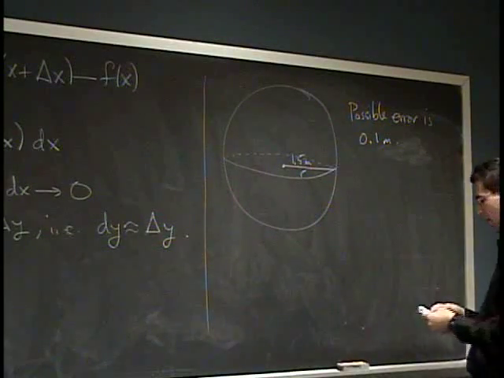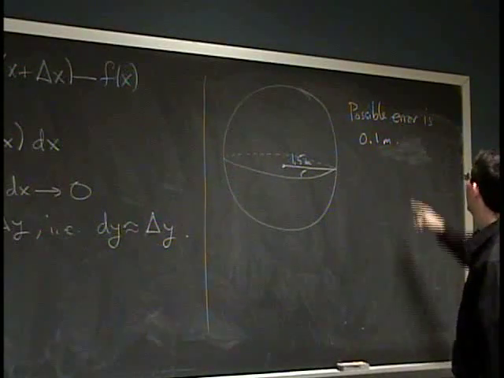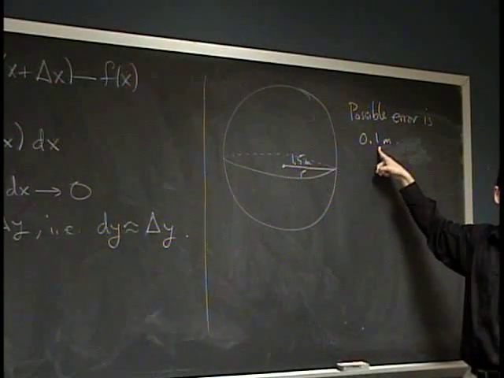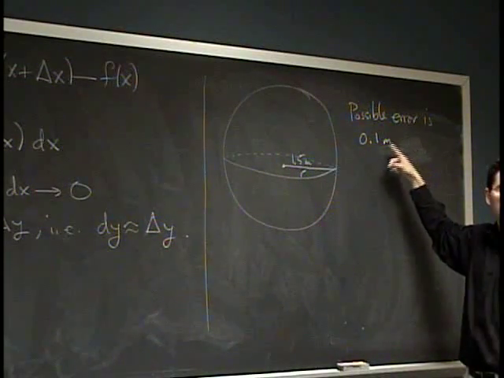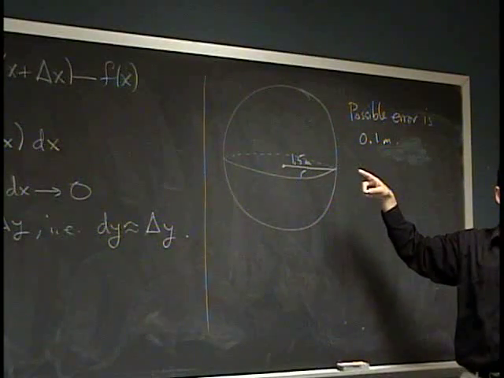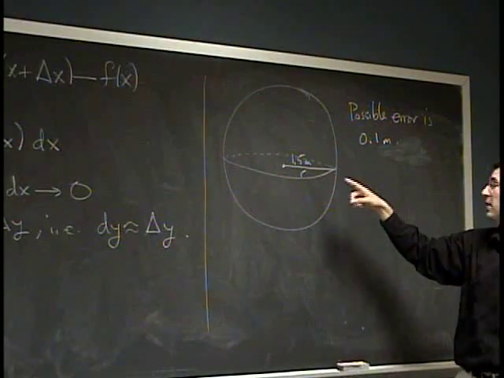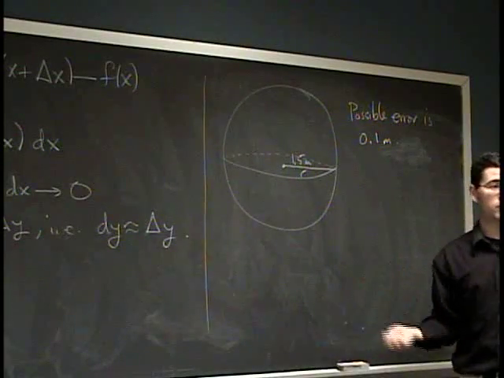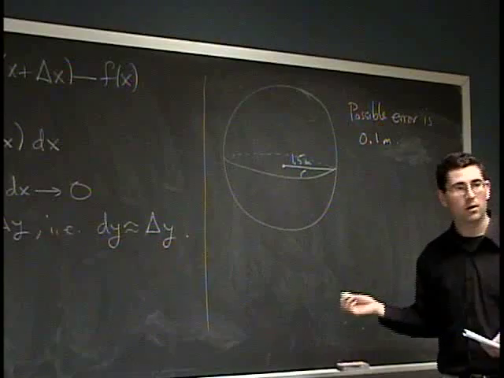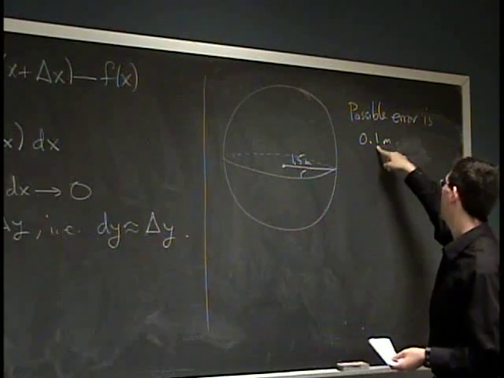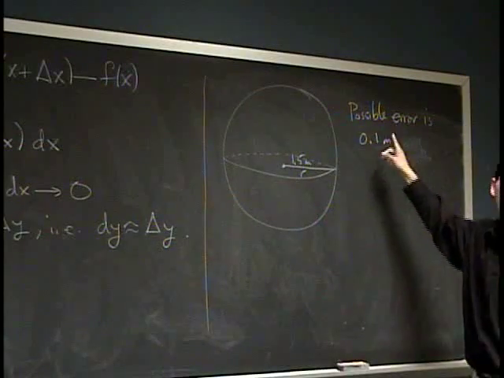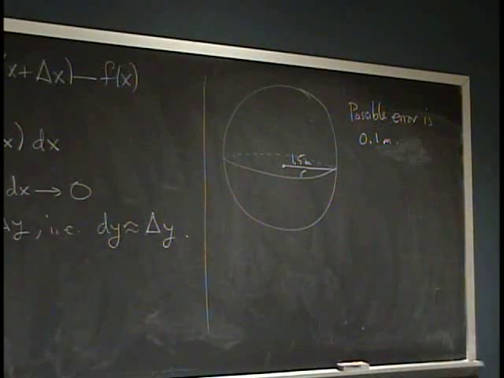Okay, fine. Here's my question. If the possible error of my radius is 0.1 meters, how bad could my estimate of the volume be? If I use 1.5 meters to compute the volume, I'll get some number. How bad might my error be if I have the maximum possible error of 0.1 meters?